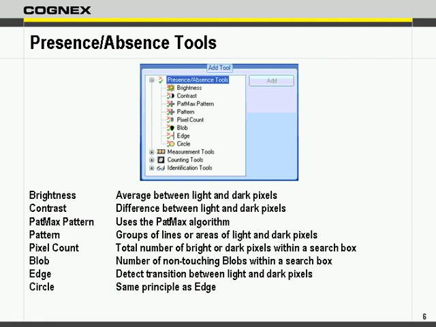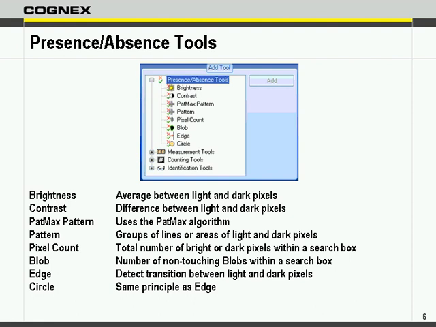The pixel count tool is just looking for the total number of bright or dark pixels, not and, but or, within a search box. The blob tool is also looking for dark or light pixels, but the difference between the pixel count and the blob tool is the pixel count is looking for any dark or light pixels in a search area, the total number of those, bright or dark. For the blob tool, the dark or bright pixels must be touching each other. They must be contiguous to each other, touching on all four sides and possibly the corners. So that is the difference between the pixel count and blob tool.